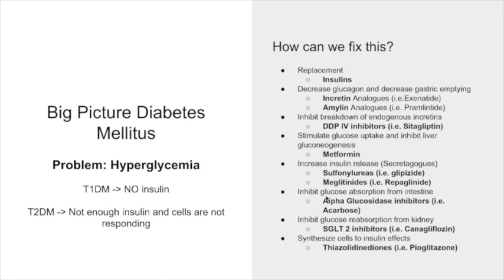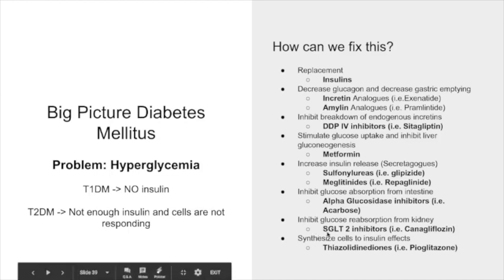We can inhibit glucose absorption from the intestine. An example of that is alpha glucosidase inhibitors like acarbose. Or we can inhibit the glucose reabsorption from the kidney, for example using sodium glucose transporter 2 inhibitors like canagliflozin. That inhibits the glucose reabsorption from the kidney. And then finally, we can sensitize the cells to insulin effects using a class of medications called thiazolidinediones. The example of that is glitazone.